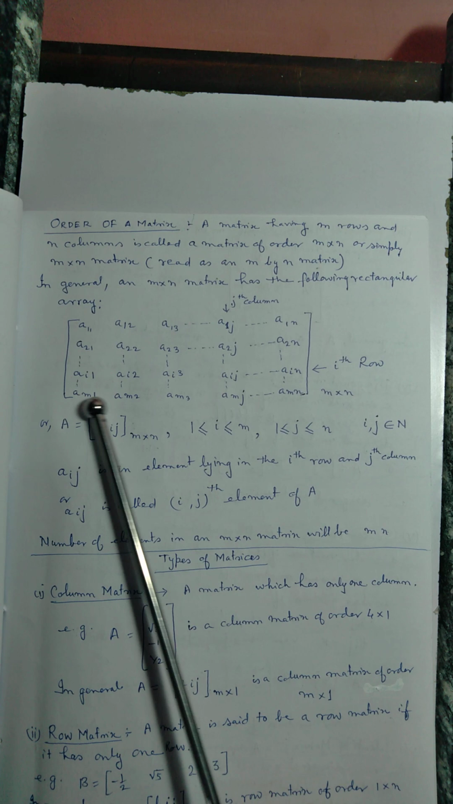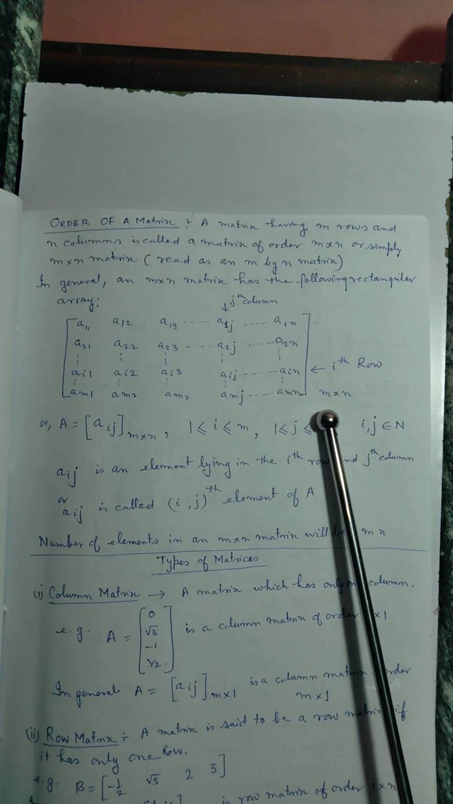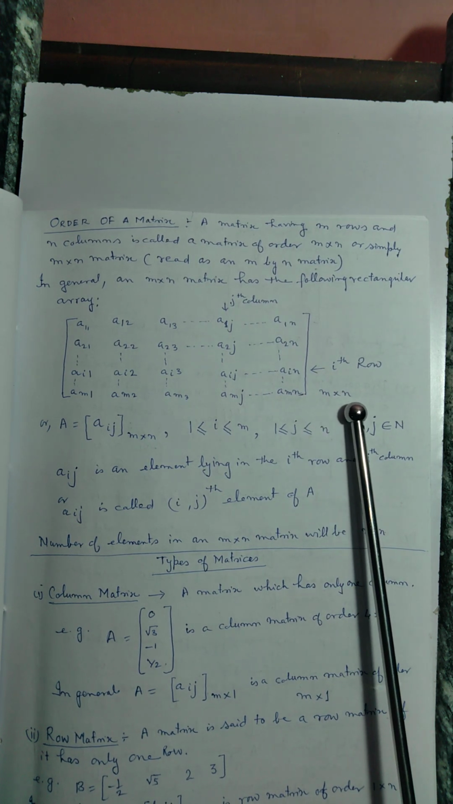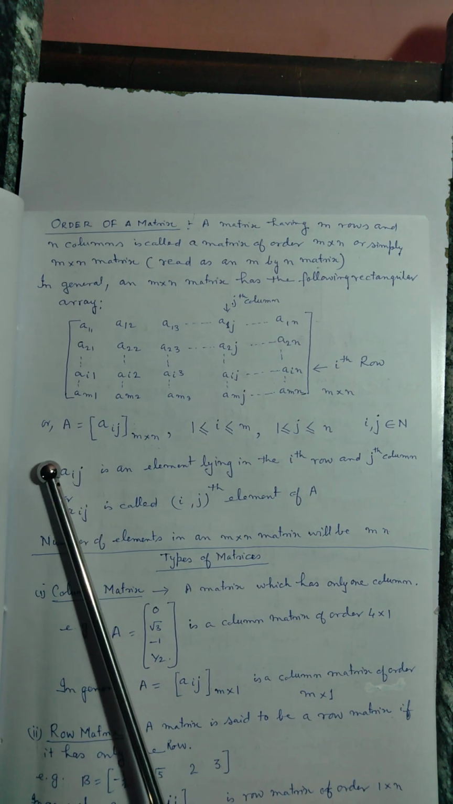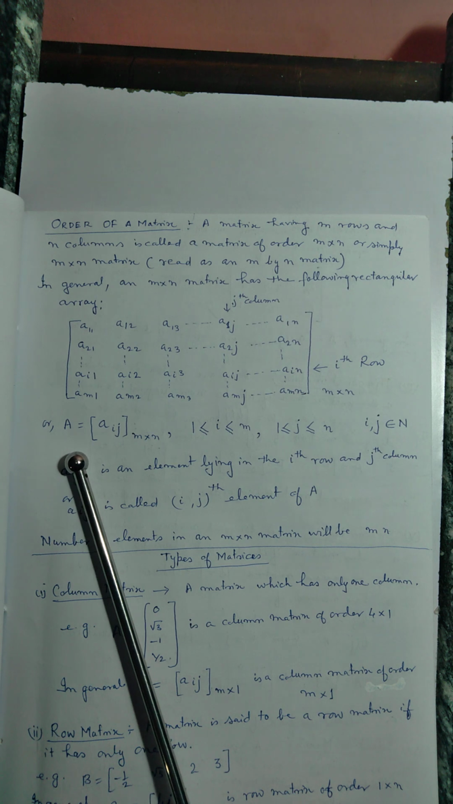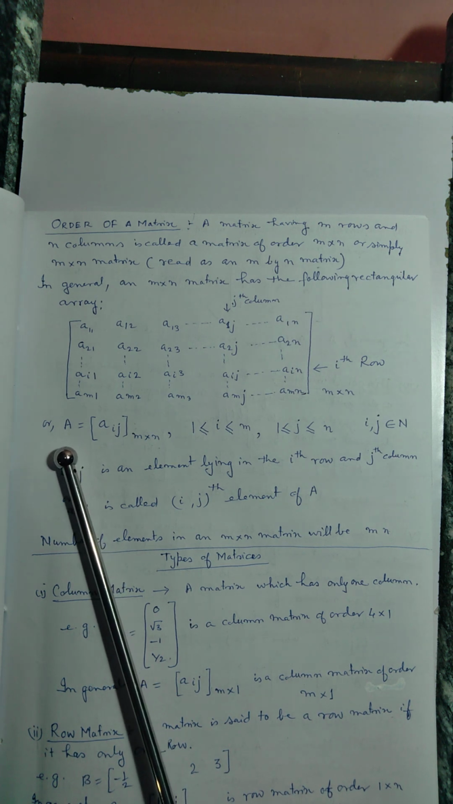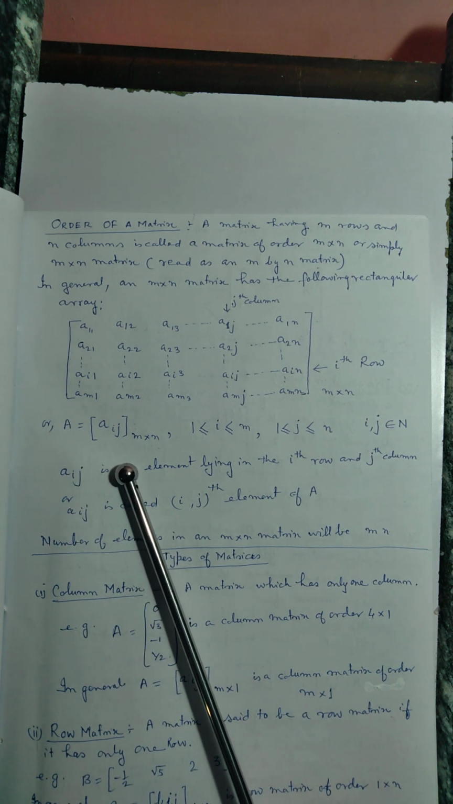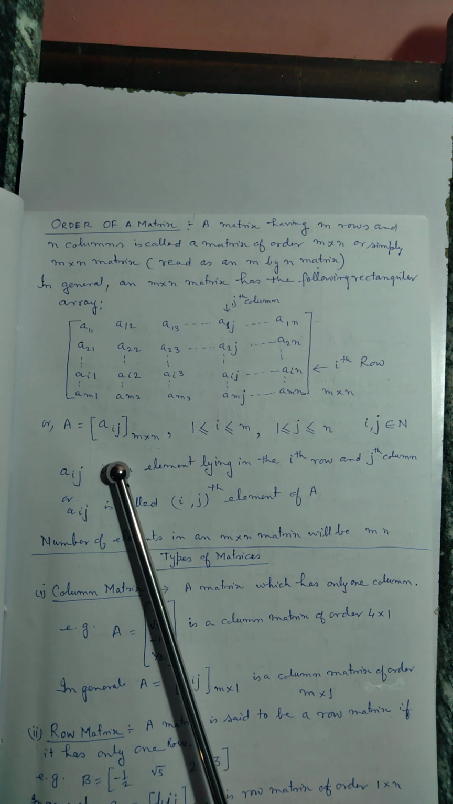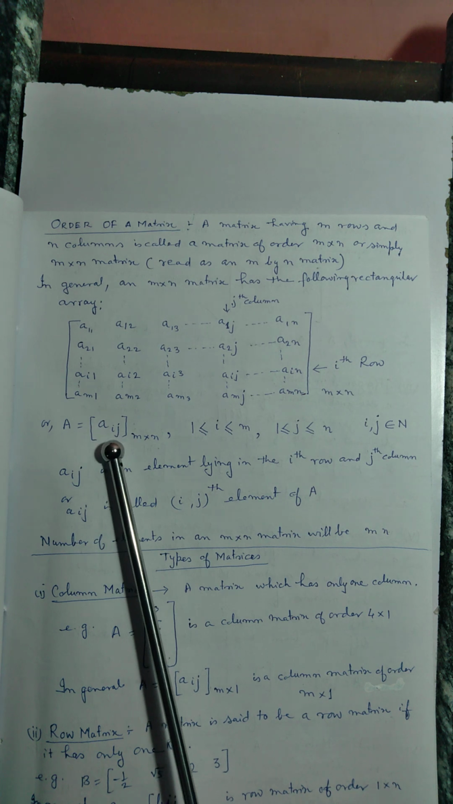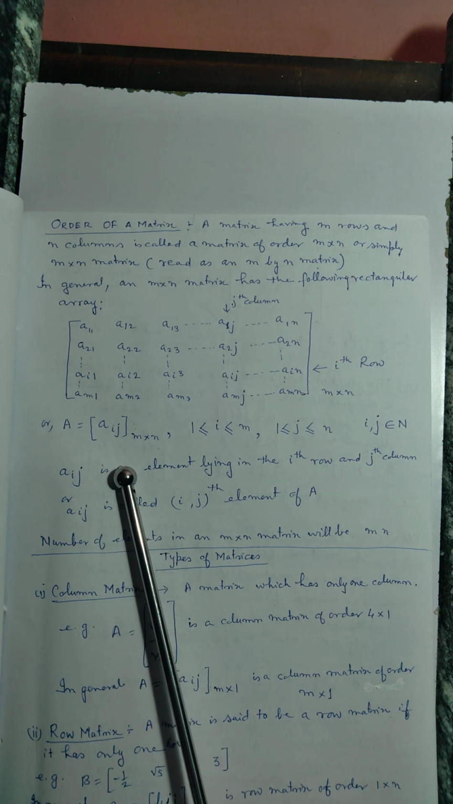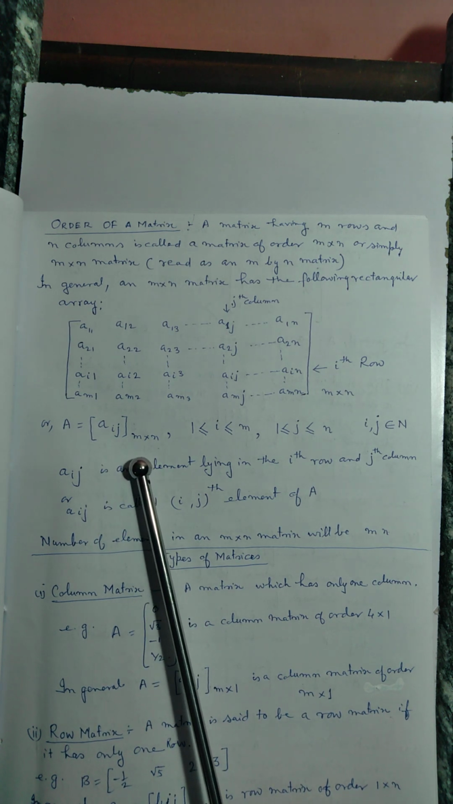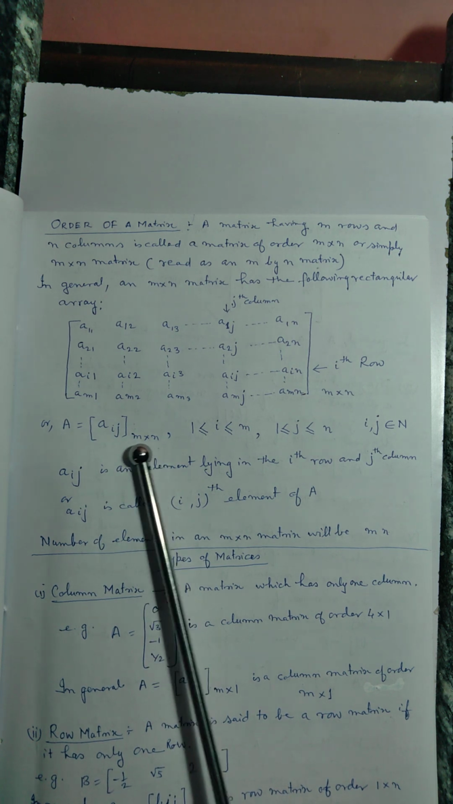You see how many rows are there? m rows. How many columns are there? n columns. So I have written here m into n. This m into n indicates the order of the matrix. Now this can be written in this way also. A, the capital A, indicates the matrix. Aij: the letter i indicates the ith row, j indicates the jth column. So this is the ith row and jth column element, and outside I have written m into n, which is the order of this matrix.